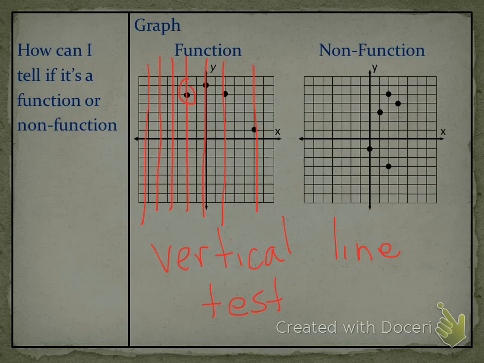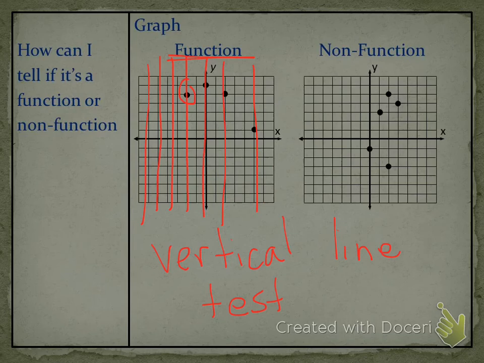As you can see, let me pick a different color really quick. Down here, it's not touching any other points, so we're still good. So that means that this is a function. There's no other points down here.